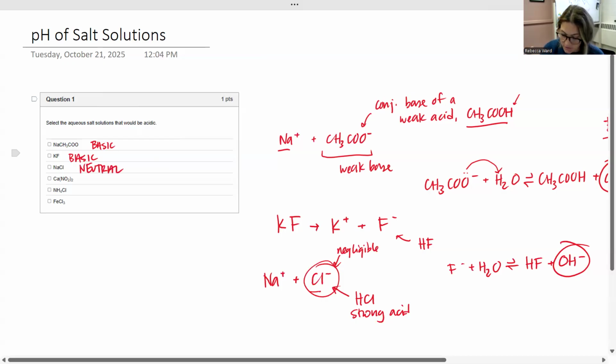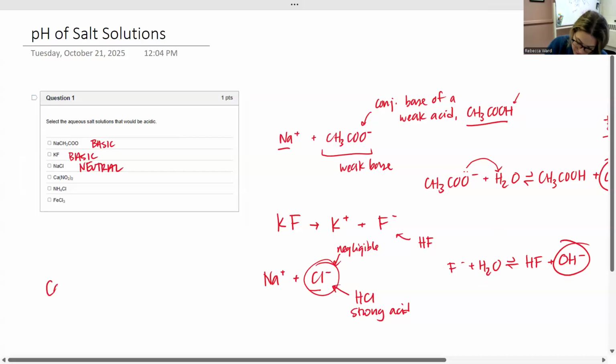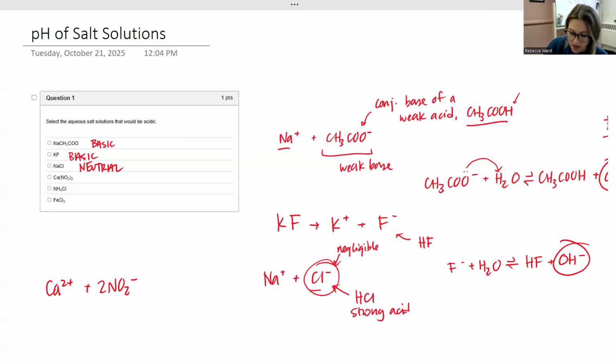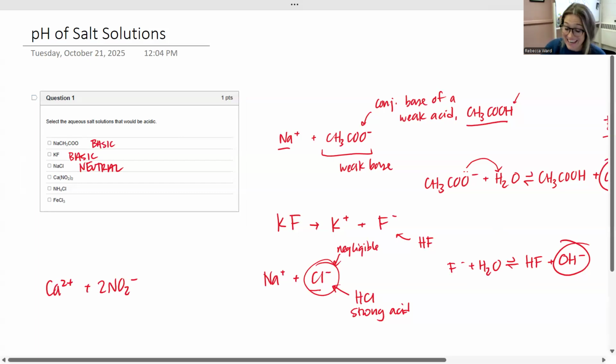All right, next we have calcium nitrate. All right, so we look at calcium 2 plus and then 2 NO2 minuses. Same story. That's group 2. It doesn't have an impact on the pH. It's just not densely charged enough. NO2 minus, that is the conjugate base of HNO2, which is a weak acid. So I'd expect this to be basic, for the same process and same reasoning that I had for the first 2 answers.